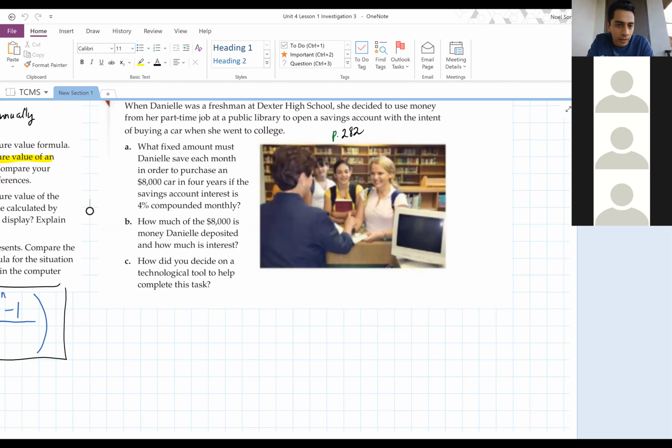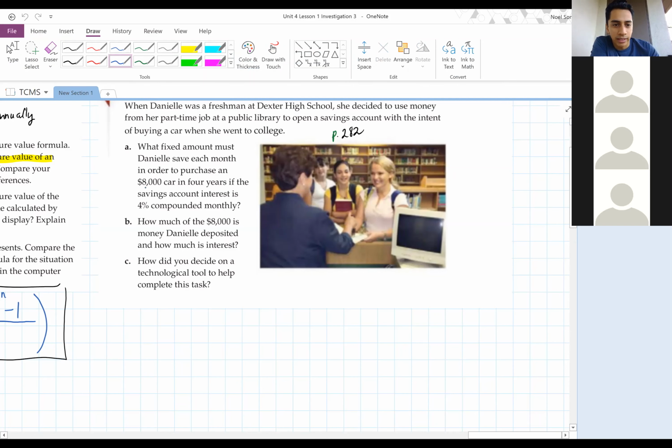All right. So what fixed amount must Danielle save each month in order to purchase an $8,000 car in 4 years if the savings account interest is 4% compounded monthly? Okay, so there's quite a bit of information there. So let's go ahead and maybe break this down. She eventually wants to get to 8,000, right? So ideally, that's the final value that we intend on reaching.